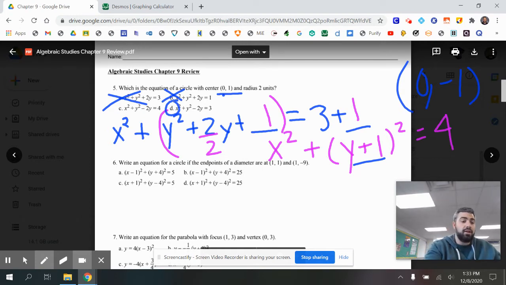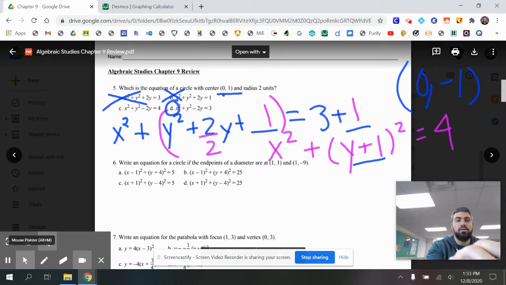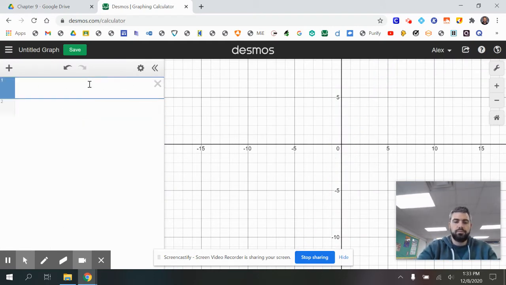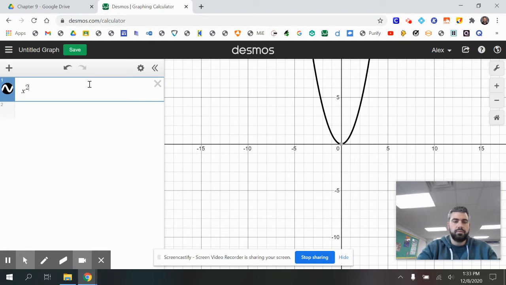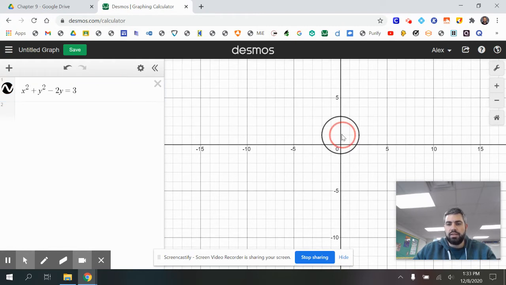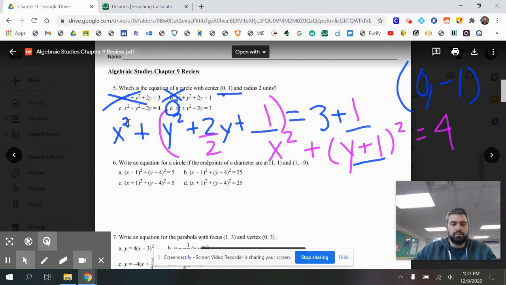Now, let's verify our answer with Desmos. Okay, so we're going to do x squared plus y squared minus 2y equals 3. And we see that this is a circle. It is centered at 0, 1. That's that point right there. They don't show it. And it has a radius of 2 units. So for sure, this is correct. Okay?